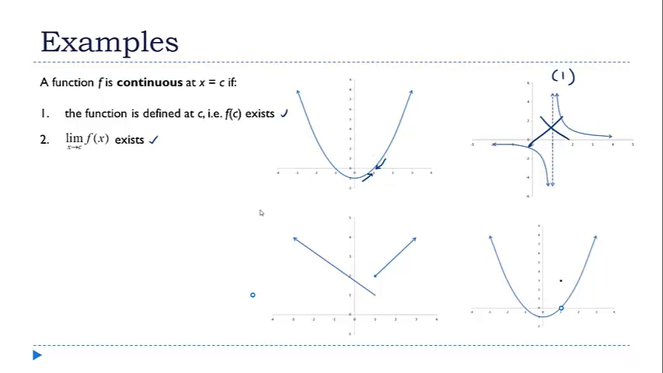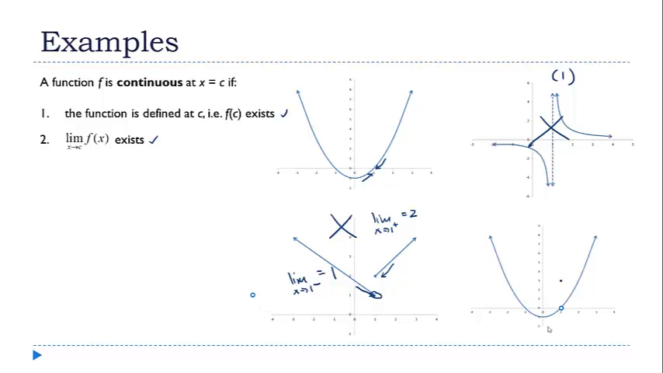Now, looking at the third graph, the limit as x approaches 1 from the left is 1, where the limit as x approaches 1 from the right is 2. Okay, so because the left and right limits are different, the overall limit doesn't exist, which means this function fails our second criterion. That makes it discontinuous at x equals 1, which is what we wanted our definition to do.